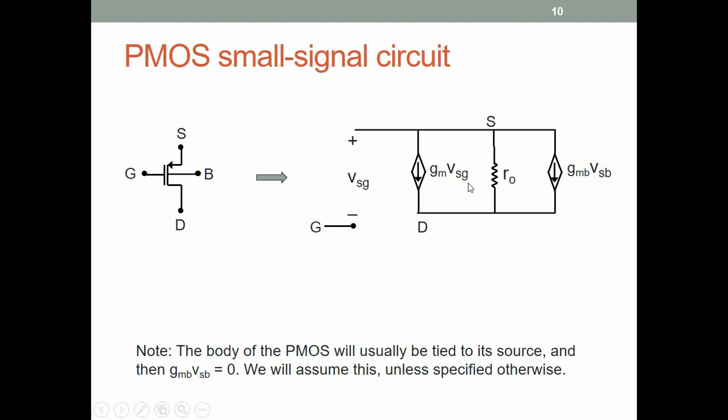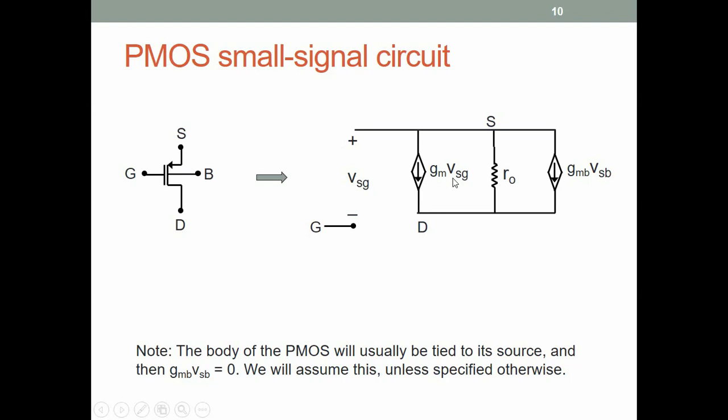Alright, so it is again up to you. This is what I am used to and I use, but it is equally correct to draw this as gm VGS pointing upwards. Alright, it's your choice, it doesn't matter. As I said, I prefer this because the SG, the source gate voltage in a PMOS, is positive, and positive is intuitively easier to visualize.